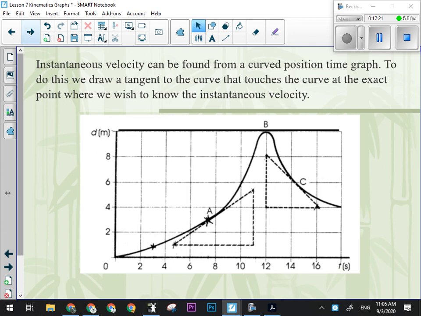All right, so I've got this position versus time graph here. On this position versus time graph, the object is doing what in every section? It's accelerating. In every section of this graph, the object is accelerating. Okay? And we know that because the slope of the line isn't a line.